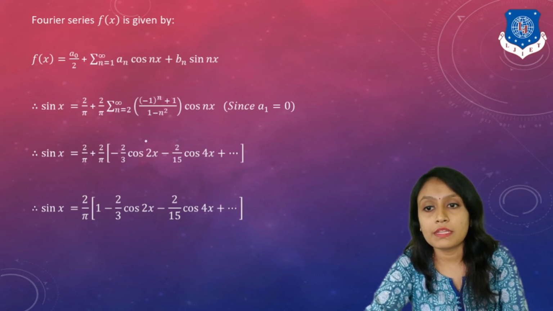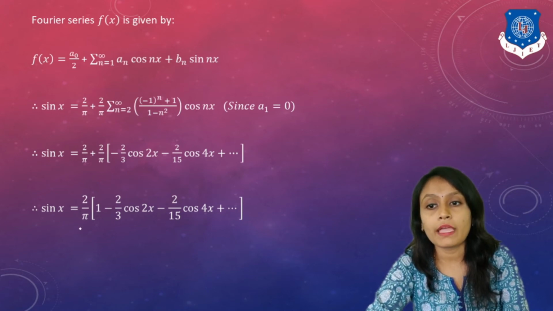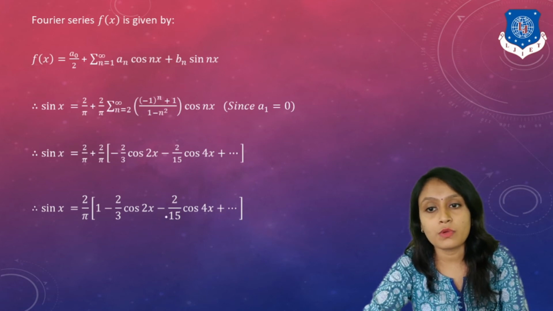Now just simplify it further. Substitute n equals 2, 3 and so on, and you will get this term. I have taken 2 upon pi common, so here you will get 1 minus 2 upon 3 cos 2x minus 2 upon 15 cos 4x and so on. So this is the Fourier series of the function sin x.